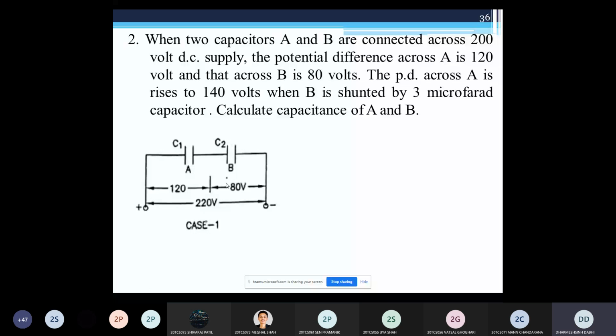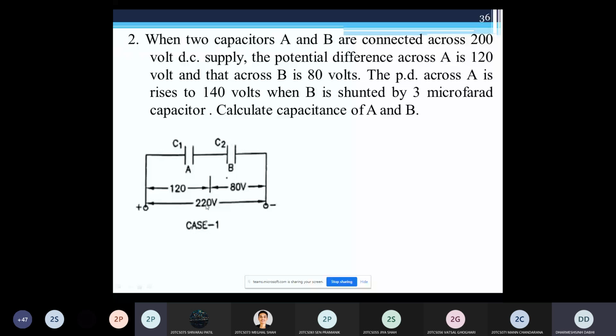So here it says that when two capacitors A and B are connected across 200 volt, you can see here it is not 200 in the figure. It's a printing mistake. It is 200 volt, not 220. In the figure it shows 220 volt, but actually it is 200 volt, because the voltage across A is 120 and across B is 80. The addition of both, 120 plus 80, must equal the supply voltage. So there is a mistake in this figure. It is not 220, it is 200 volt. Please change this in the figure.